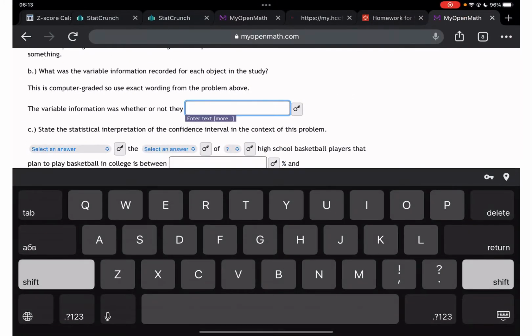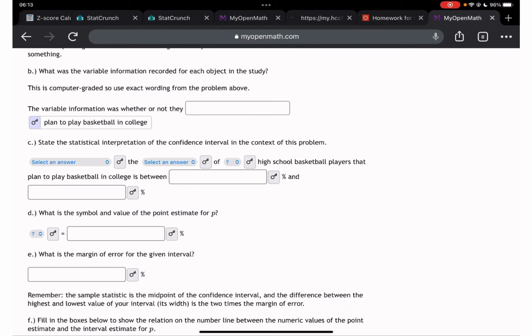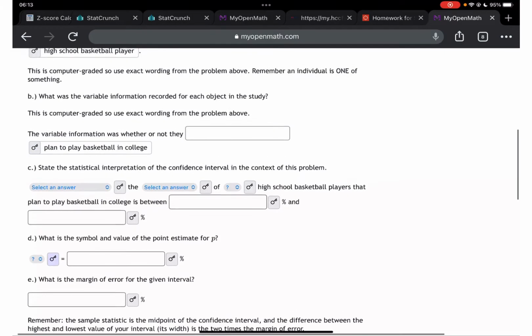I opened the teacher's preview, so I don't see the option. But it's going to be plan to play basketball in college. Correct, exactly what I said. All right, next one.